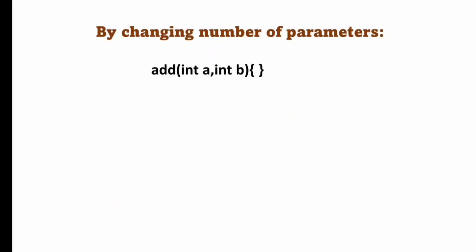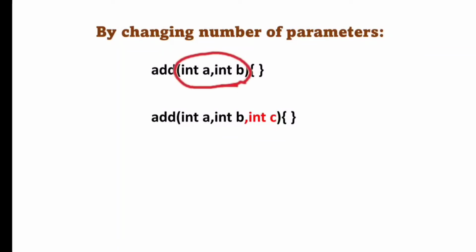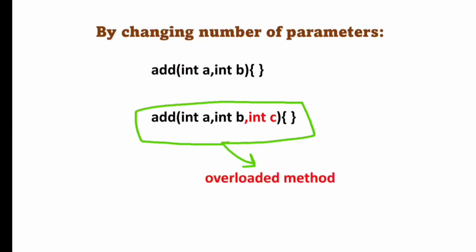Now I am going to add one more parameter, suppose int c. So here we have changed the number of parameters. The first add method takes 2 parameters, and the second add method takes 3 parameters. And this method is called an overloaded method of the existing method. So in this way we can overload the method by changing the number of parameters.